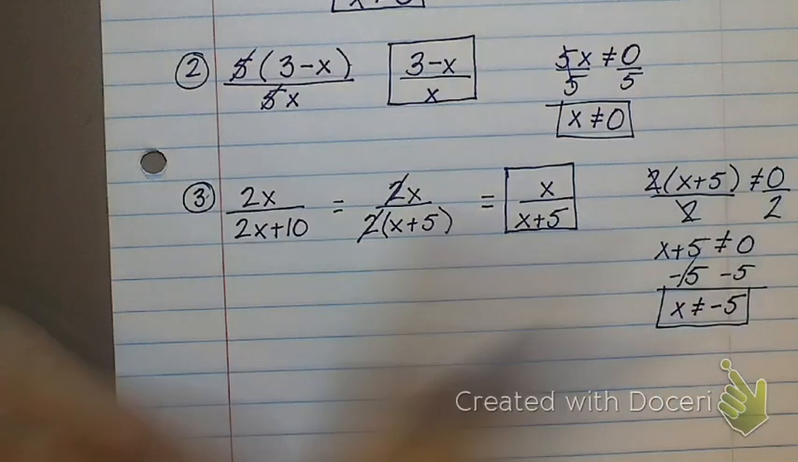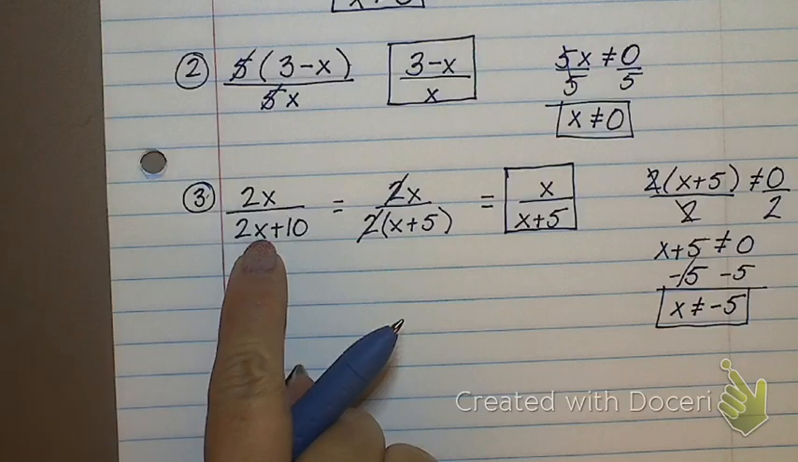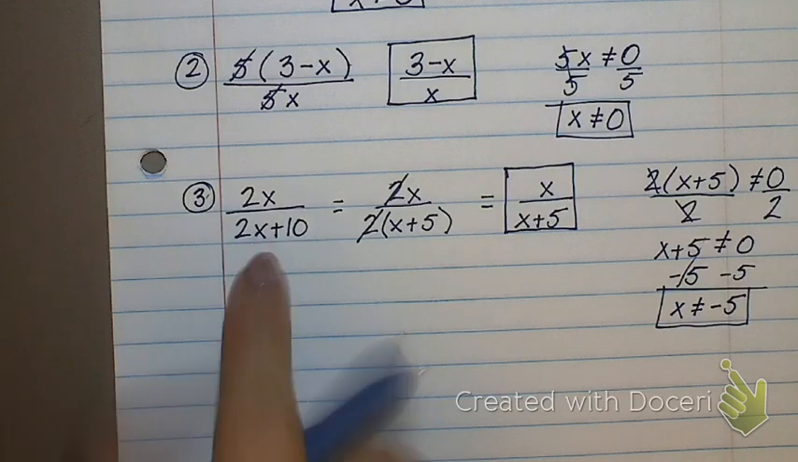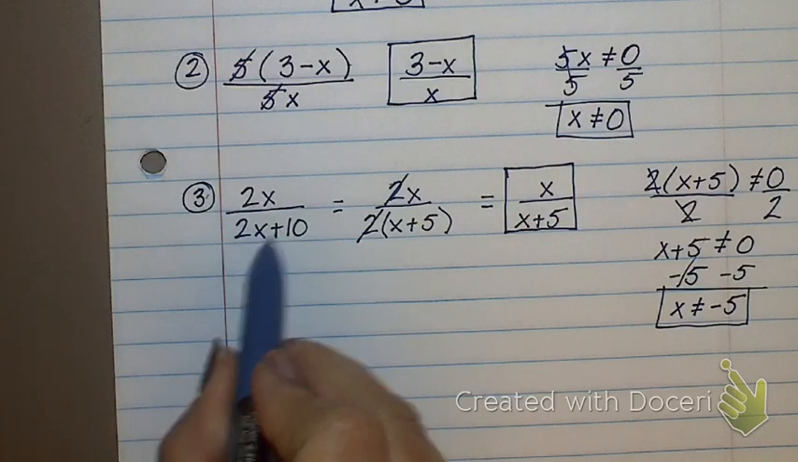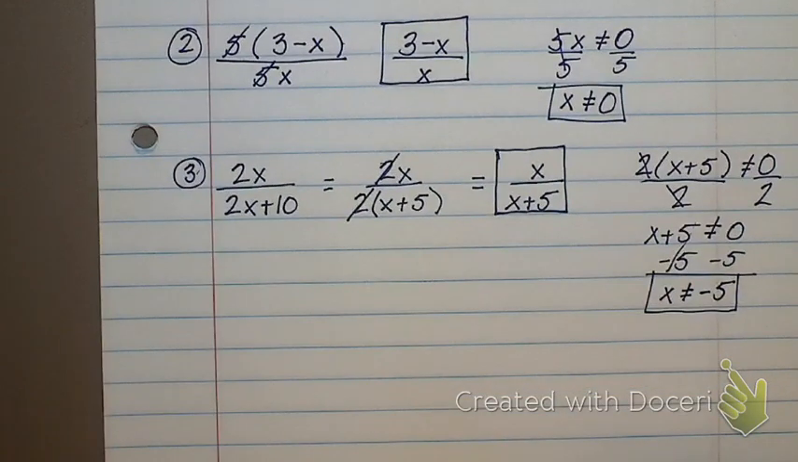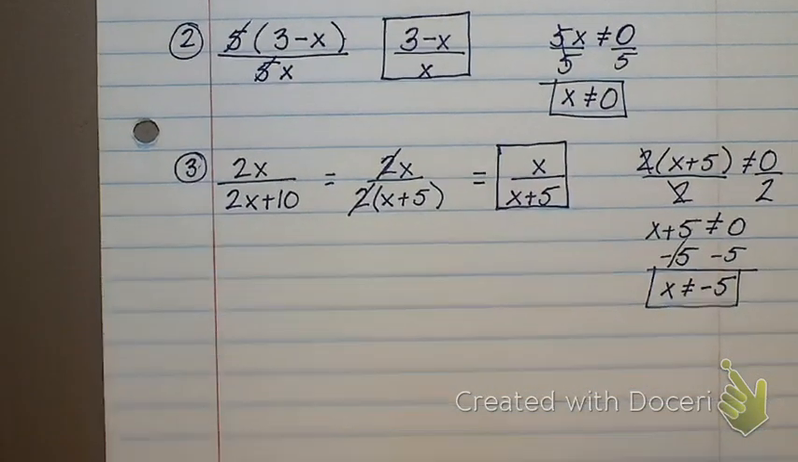So negative 5 is the value that if I plugged it into the original denominator would give me that 0 on the bottom, or that impossible pizza situation, right? 2 times negative 5 is negative 10, plus 10 is 0. Does that make sense? Okay, I hope so.